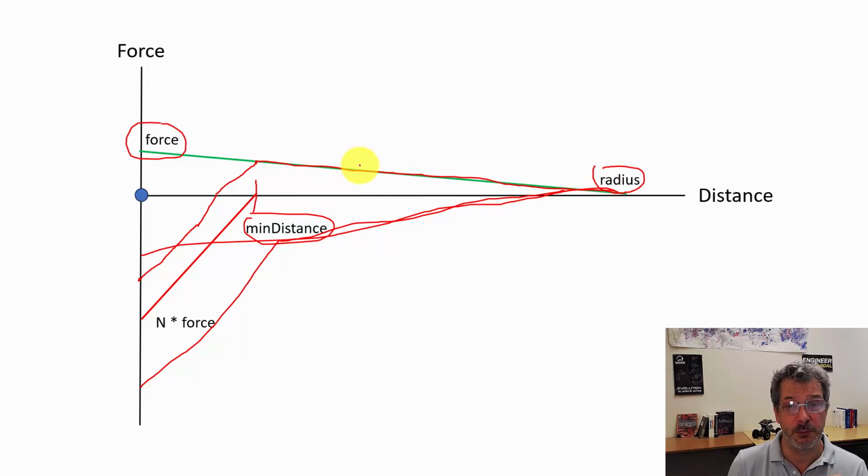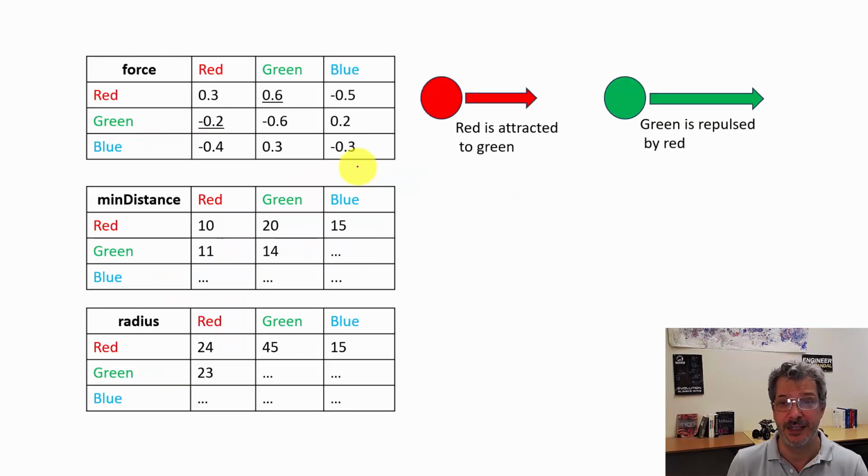And then the other thing that's important is all three of those variables are different between each pair of particles based on their type. So what I mean by that is this. A red particle may be attracted to another red particle, so we have a positive force. But a red particle might be repulsed by blue, so we'd have a negative force.